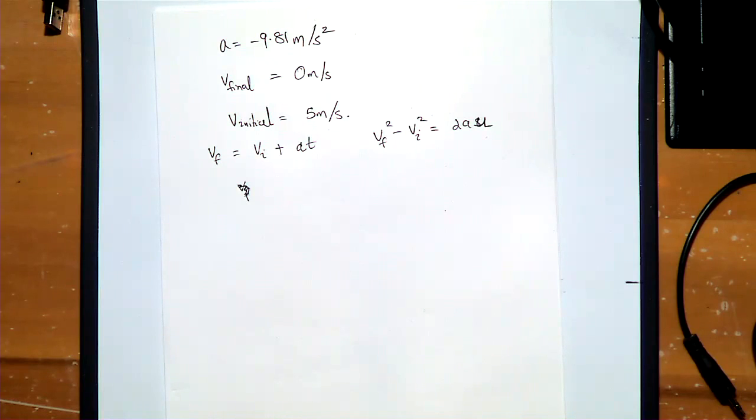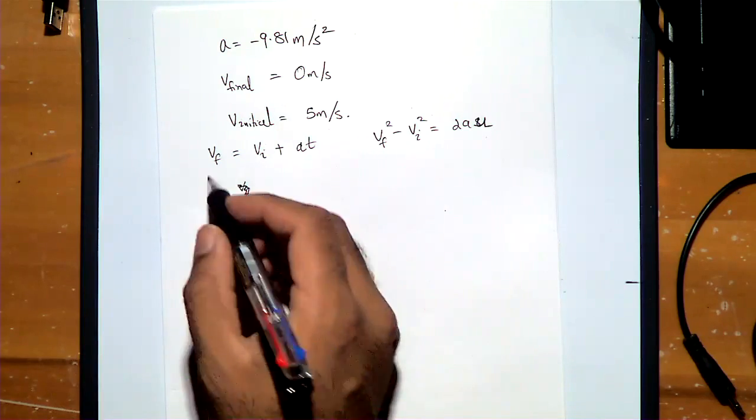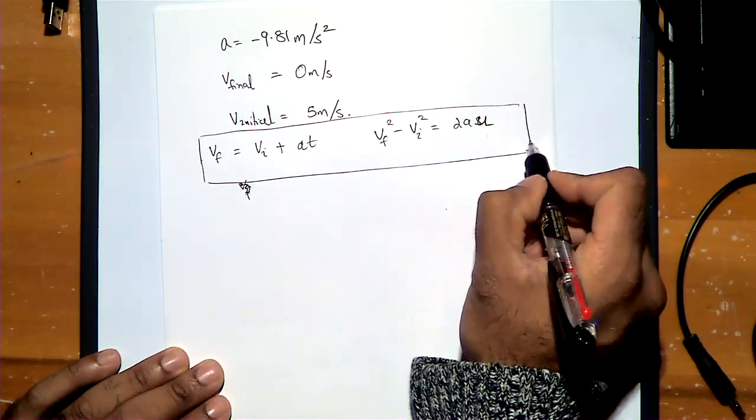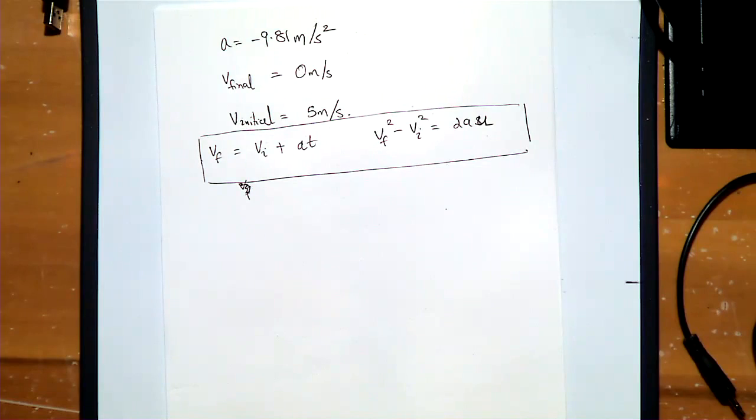So hopefully it was fairly straightforward for most of you. Your initial velocity is 5 meters per second. Your final velocity before it starts falling down would be 0 meters per second. Acceleration is negative 9.81 meters per second squared. And then you can use these equations here to get at the time and the displacement.